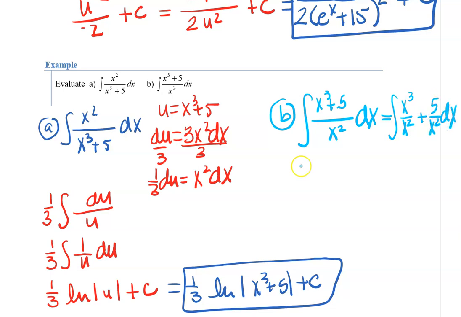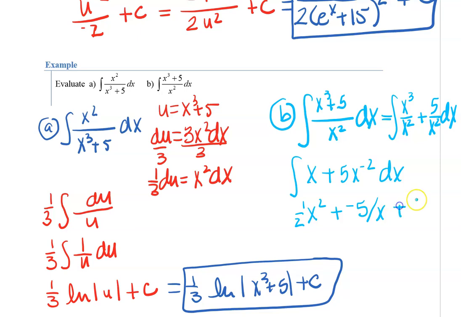And so that's going to simplify down into x plus 5x to the negative 2 dx. So this one, we actually don't even need u substitution for. So that would be 1/2 x squared plus negative 5 over x plus c. Just adding 1 to that exponent gave me negative 1. Dividing by the new exponent gave me the negative out front, and then I just moved it down.